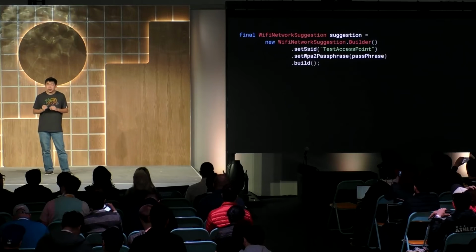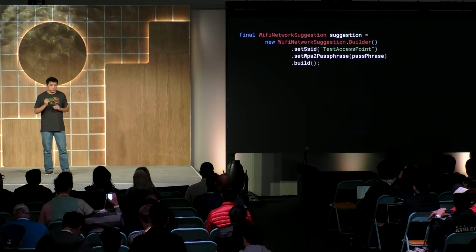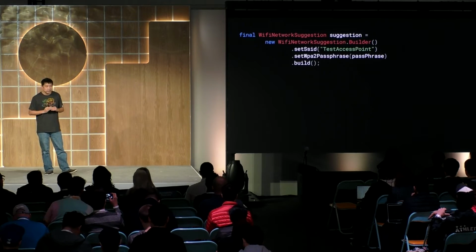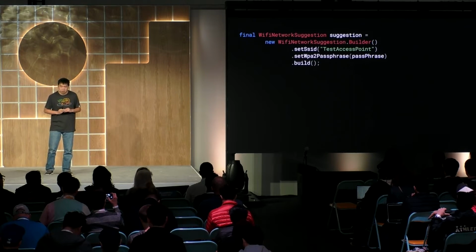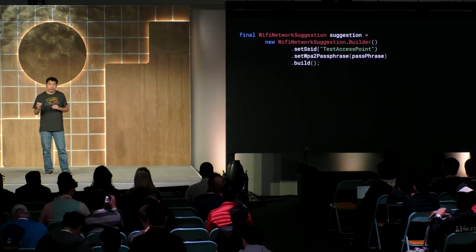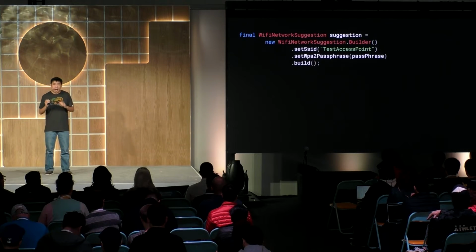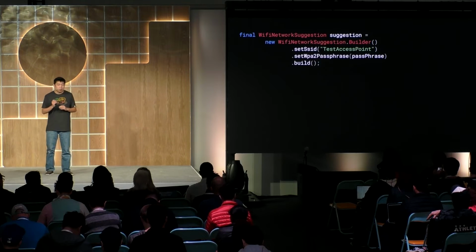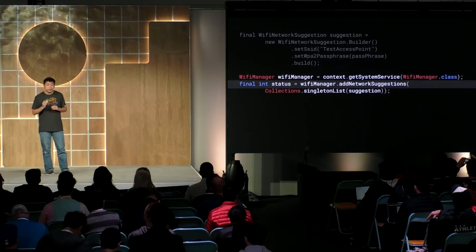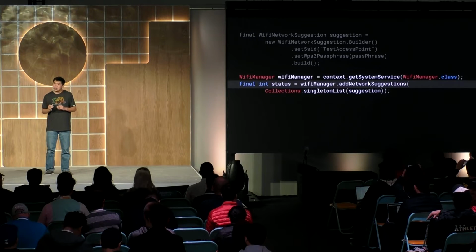First, the app needs to tell the Wi-Fi system what network to connect to. This is done by setting either the SSID or BSSID in the Wi-Fi network suggestion object. Also, the app needs to tell the Wi-Fi system how to connect to these networks. So if any credentials are needed for the Wi-Fi connection, the app also needs to provide that in the Wi-Fi network suggestion object. After that, you can simply call add network suggestions to add this suggestion to Wi-Fi manager.